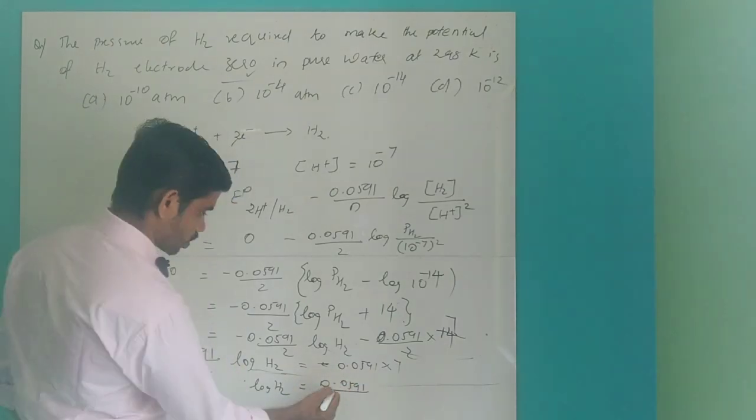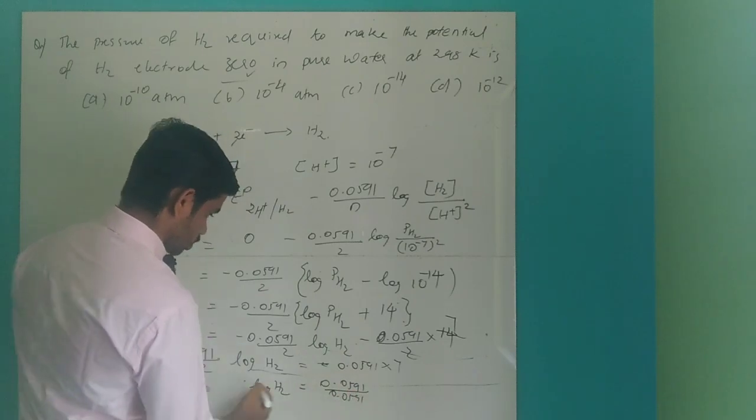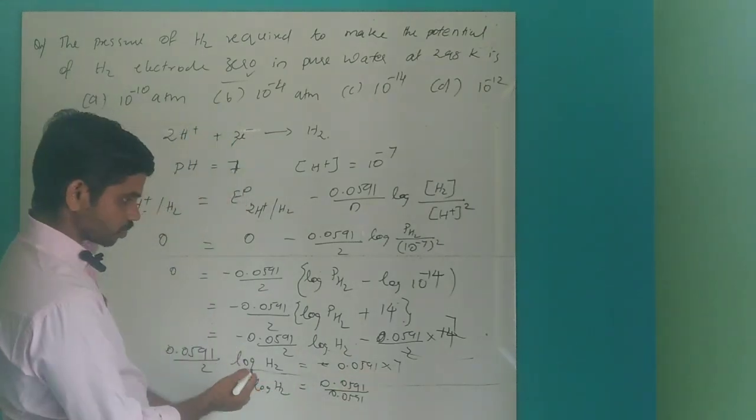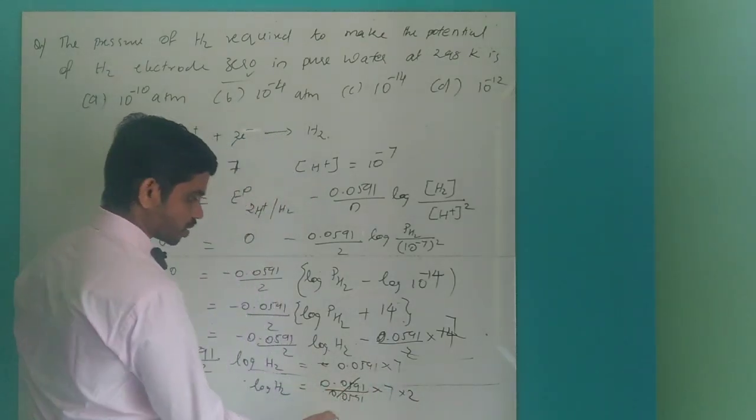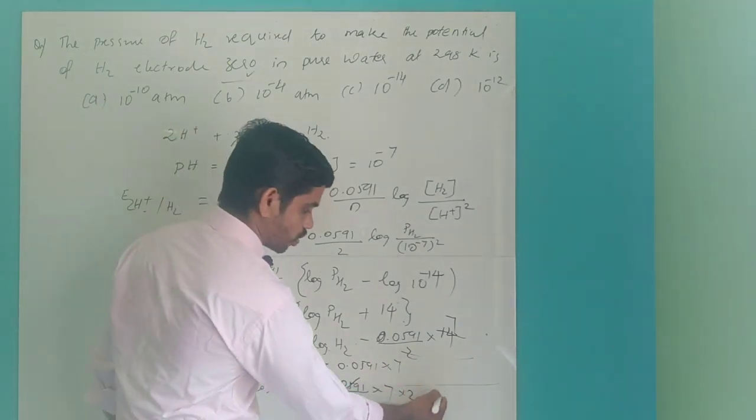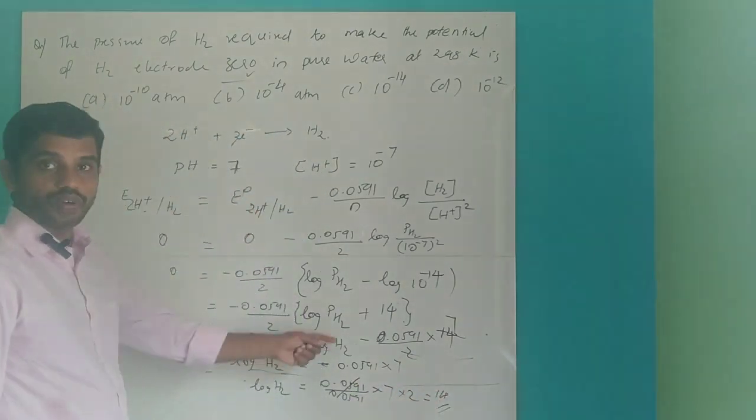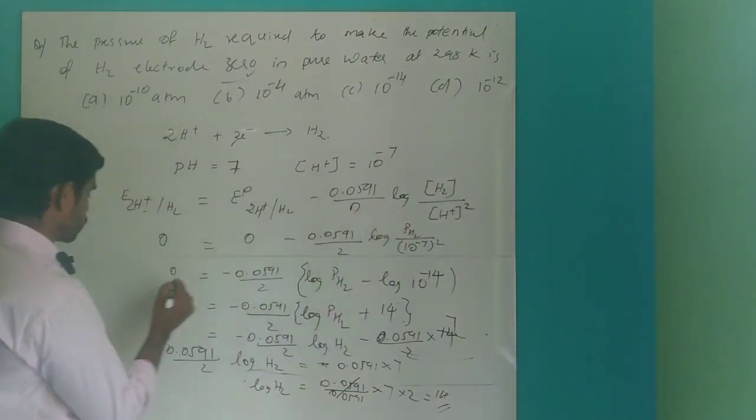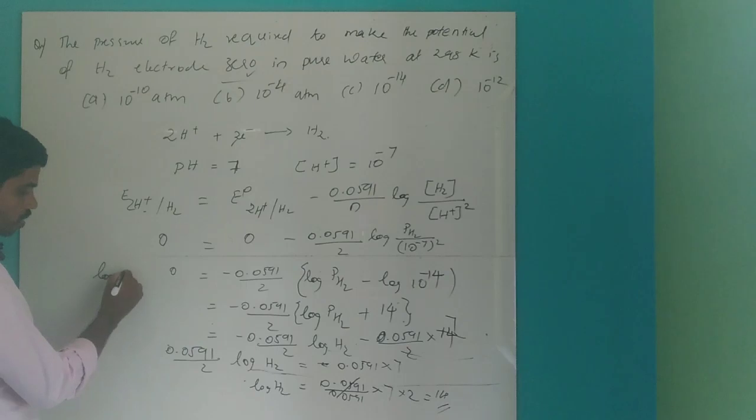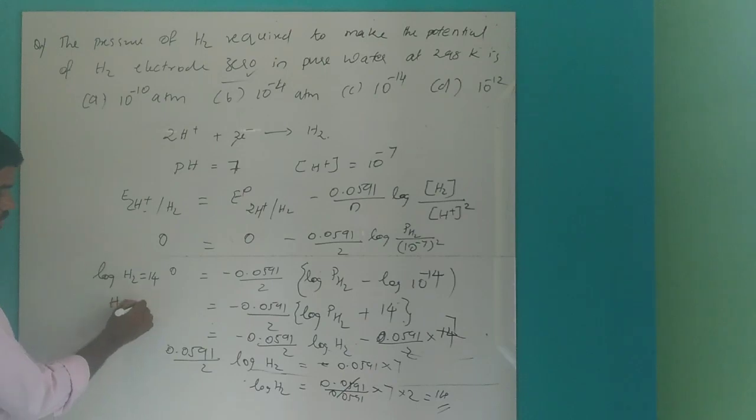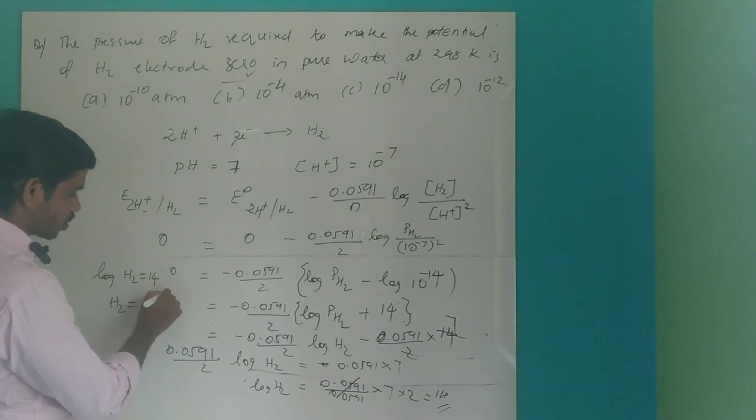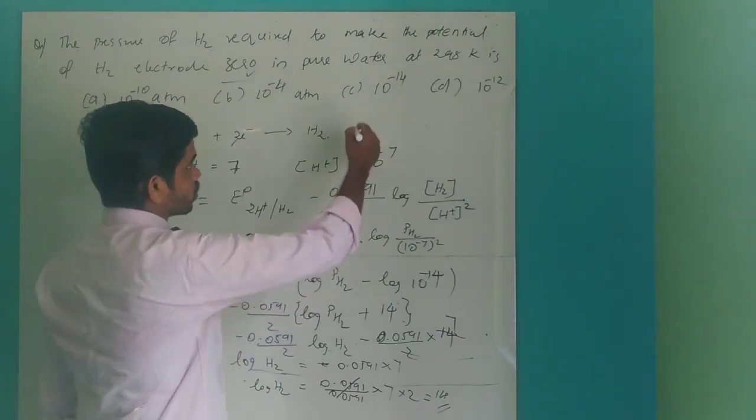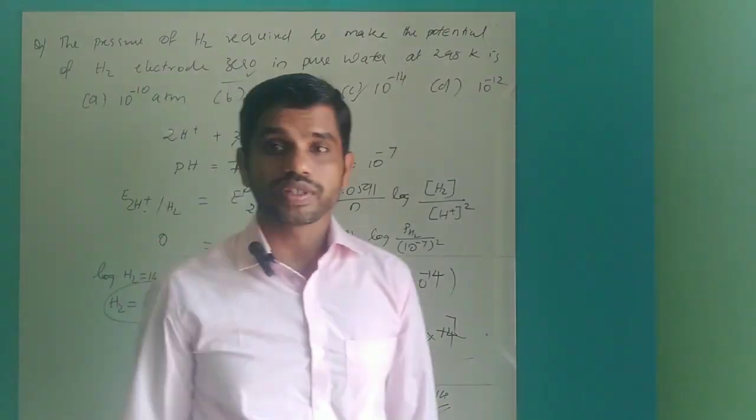0.0591 divided by 0.0591 by 2, so here into 7 is there, this 2 will come above, so into 2, this will cancel, 7 into 2 is equal to 14, right. So log of H2 is equal to 14, so what will be the pressure of H2? Option C, 10 power minus 14 is the right answer.